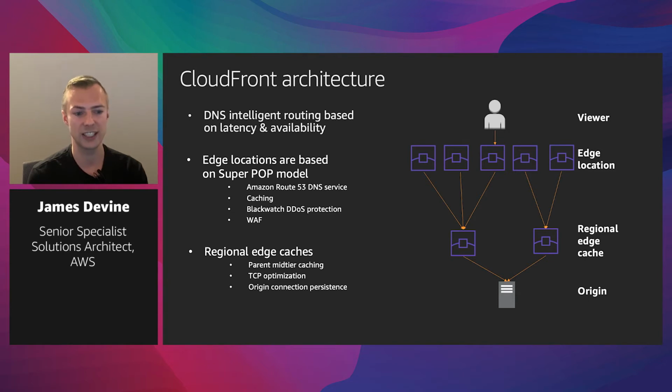Then our regional edge caches provide parent mid-tier caching. They do TCP optimization, and they do origin connection persistence. So they handle the connection to that backend origin, which is the servers serving up your content.